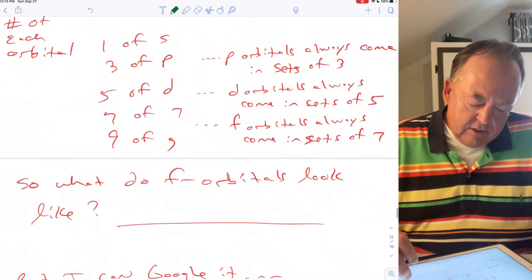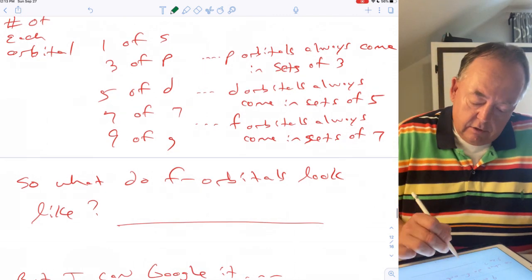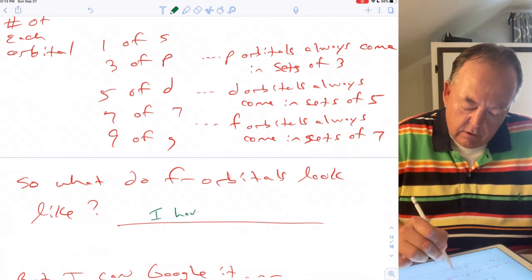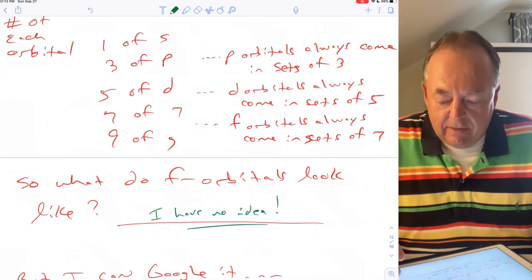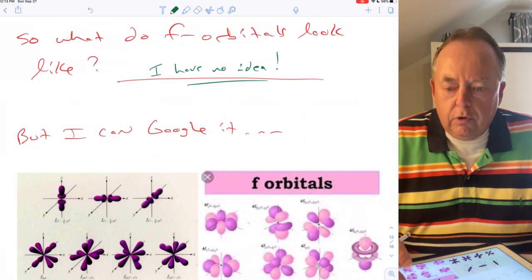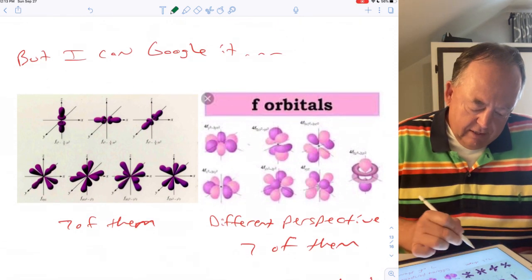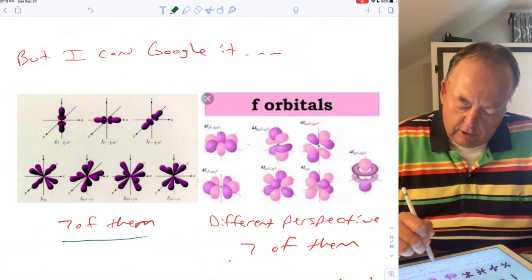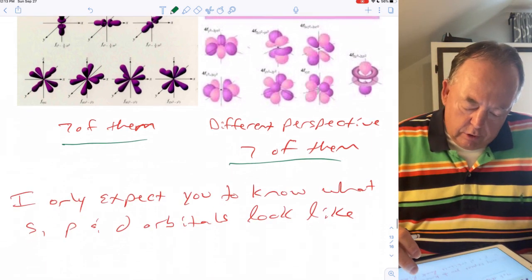Okay, so we looked at s orbitals, p orbitals, d orbitals. What do f orbitals look like? And the answer is, I have no idea. I don't have these memorized. I don't deal with f orbitals very often. But you can Google it. So I Googled it. Maybe it's in your textbook. If not, you can Google it. So that's what f orbitals look like. 7 of them, much more complex.